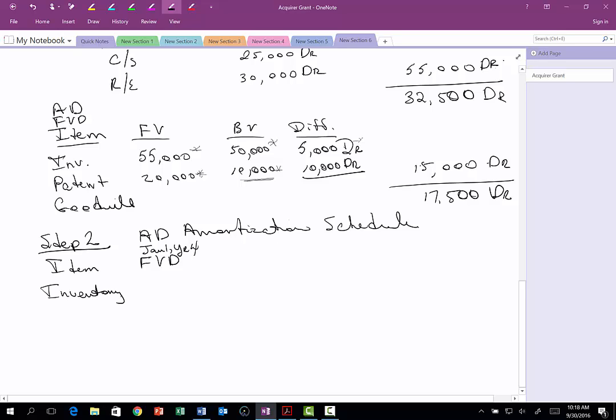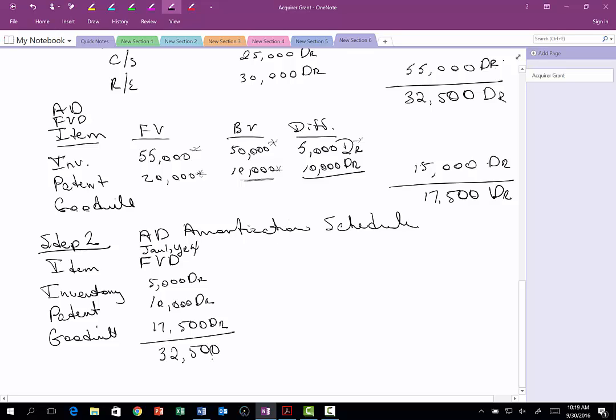We're copying from above, which was in a 5,000. The fair value difference is a 5,000 debit. We have the patent, which was a $10,000 debit, and of course we have the goodwill, which was sitting at 17,500, a debit position. That adds up to our acquisition differential of 32,500.